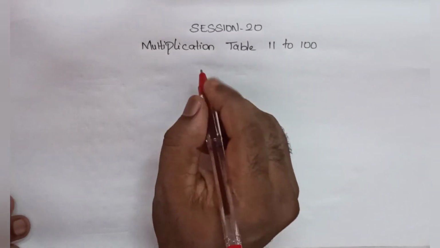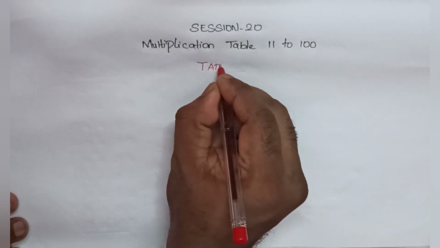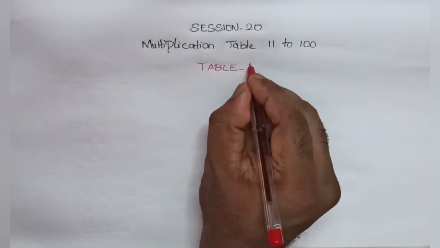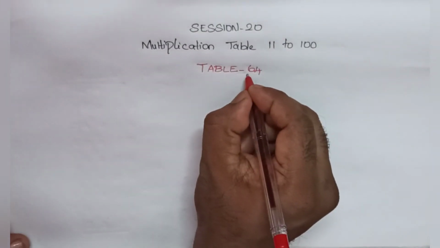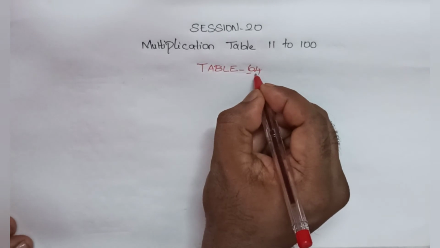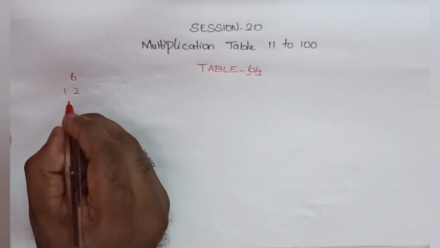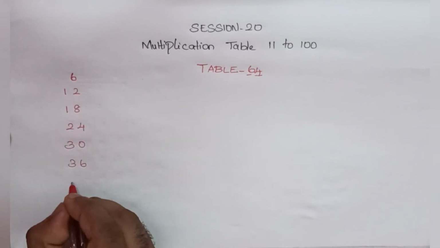Okay, let me see the table of 64. Here you have to write the 6 table first, and then the 4 table, then you have to join both the digits. So first the 6 table. 6, 12, 18, 24, 30, 36, 42, 48, 54, 60. Okay, the 6 table is over.